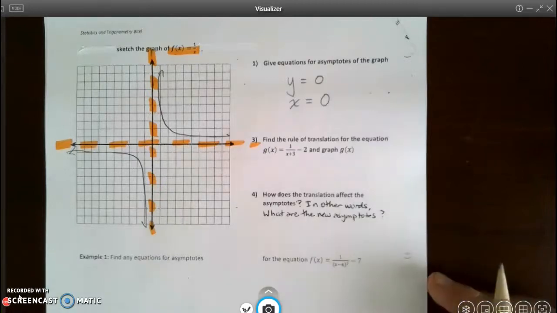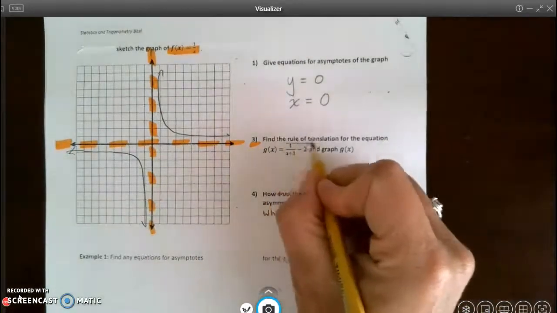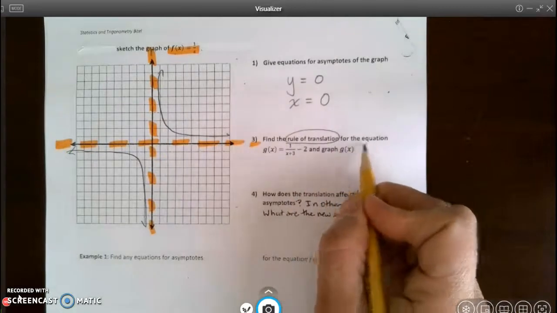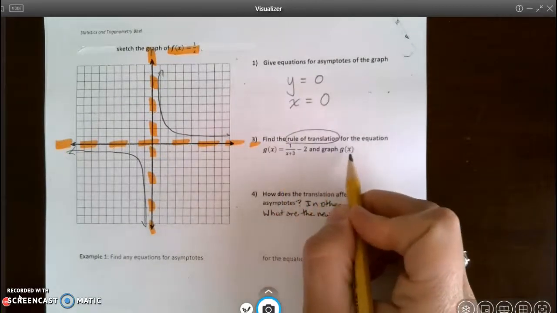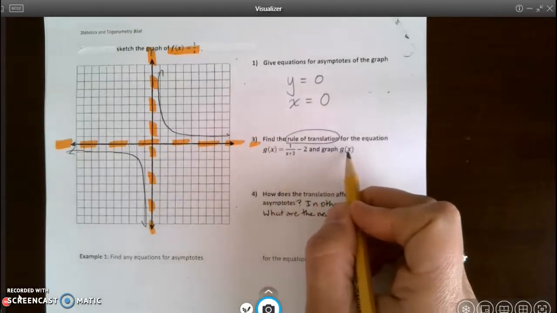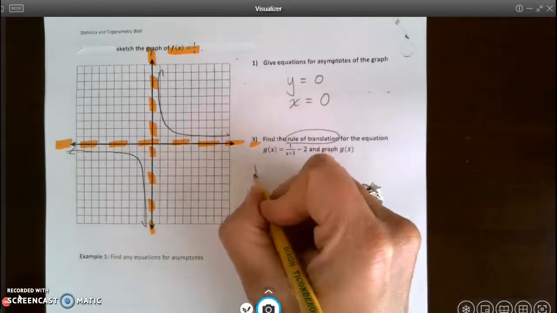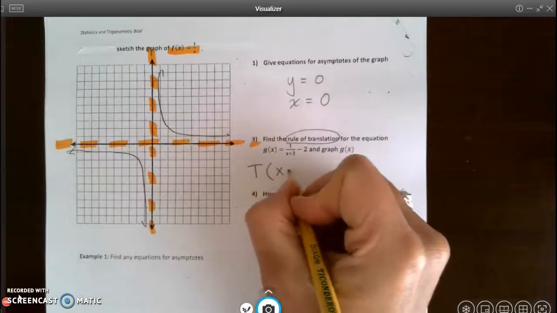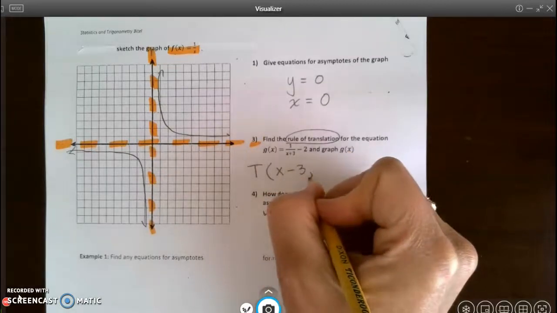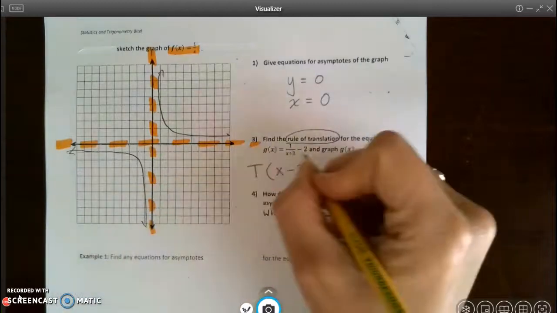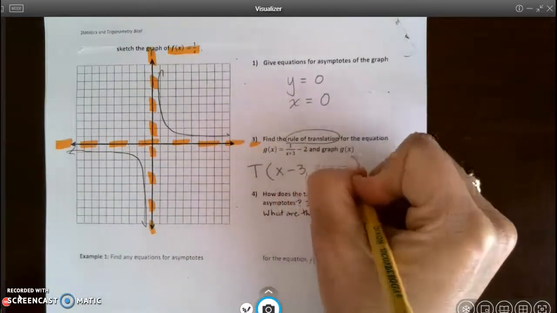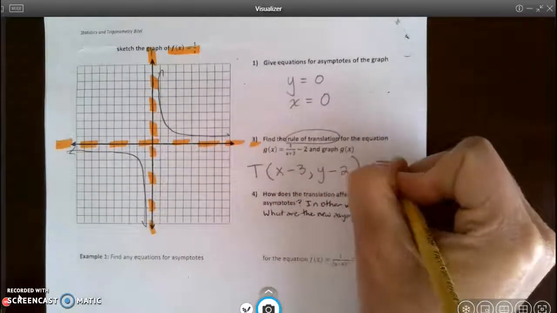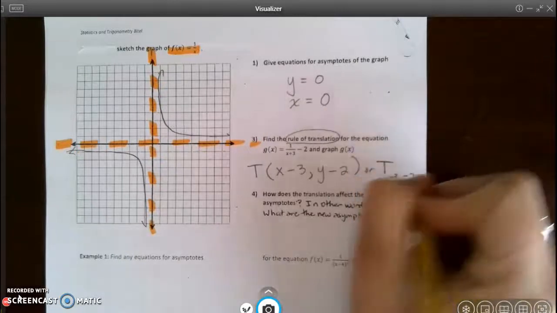Now our next question says, find the rule of translation for this equation and then graph it. So let's just work on finding the translation rule. Well, I see in my equation it's x plus 3, which means it's going to be x minus 3 in the rule. And I see that it's a -2 and y tells the truth. Or I could write it as T of -3, -2.